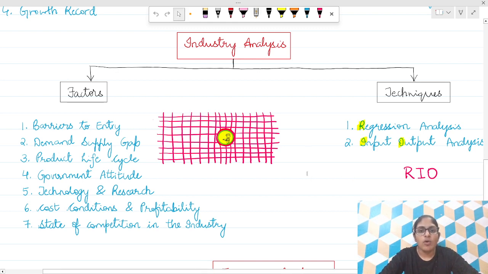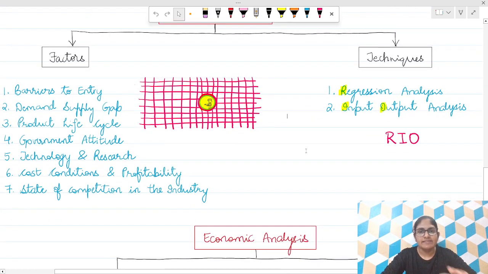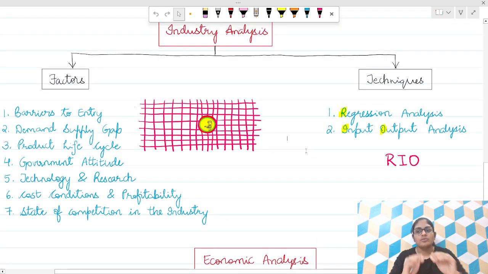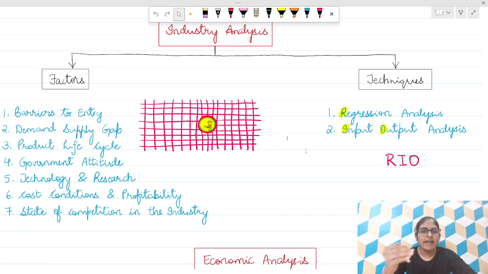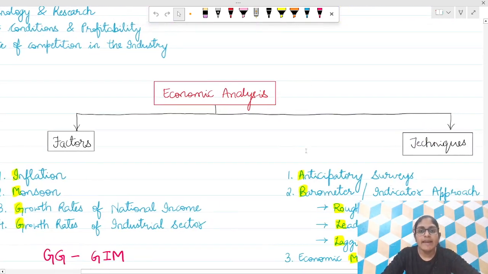So let's revise the techniques and factors of industry analysis. Techniques is geo rio industry. Rio is regression analysis and input output analysis. Industry analysis factors: barriers to entry, gap. The demand supply gap is round, so product life cycle. Then government attitude will ask you three questions: technology and research, cost conditions and profitability, and state of competition in the industry.